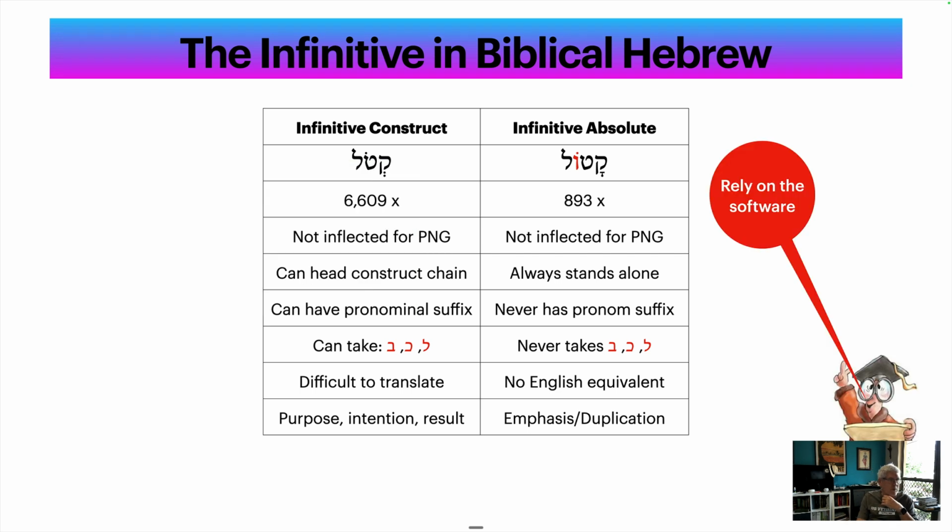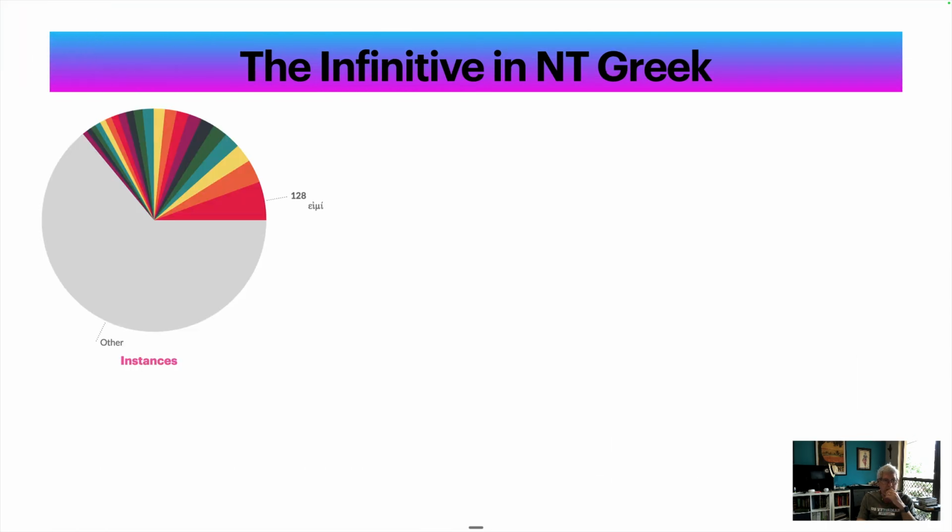Okay, now when we switch across to the New Testament, to the Greek, let's just do a bit of a scan of what we're working with. So the infinitive occurs across a large number of different verbs, but the verb to be is the one which occurs most often. 128 times it's going to be the verb to be, a whole lot of others, and then there's a huge number that only occur once or twice.